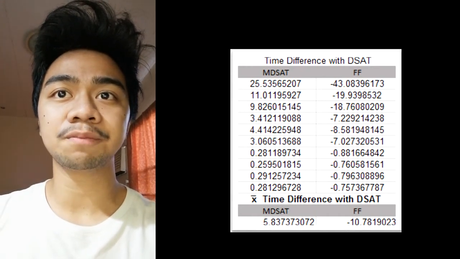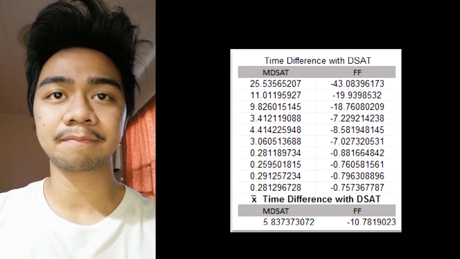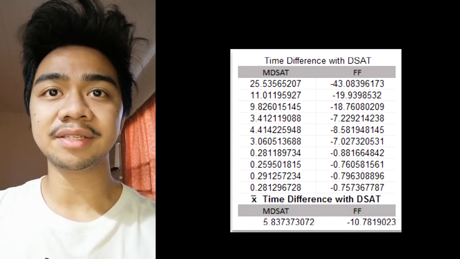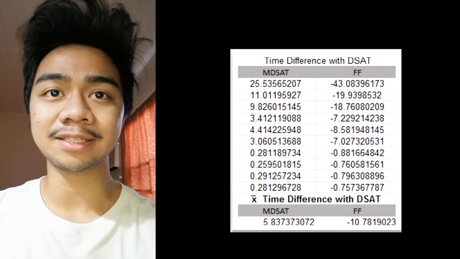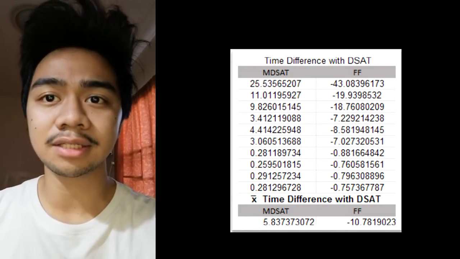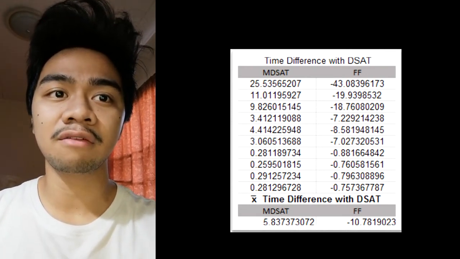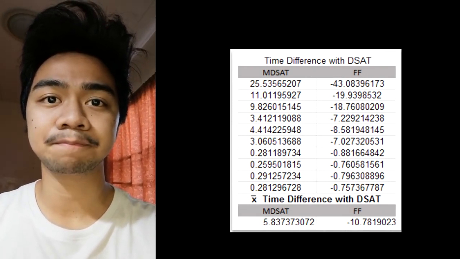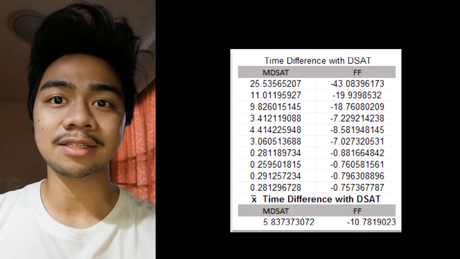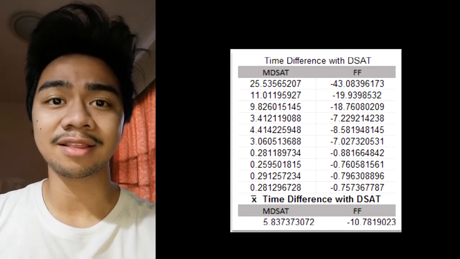Focusing on the bottommost part, the mean differences, we can gather two insights. First, MDSAT runs slower than DSAT. The positive time difference of MDSAT implies that DSAT ran faster in solving all of the register allocation problems. The data says that on average, MDSAT runs 5.8 milliseconds slower than DSAT.